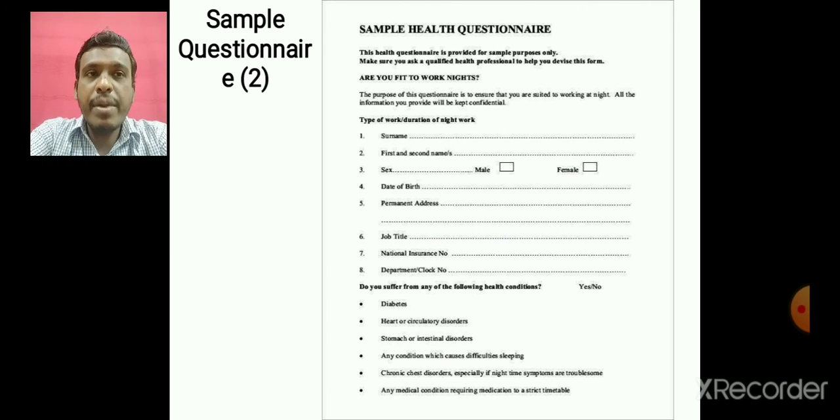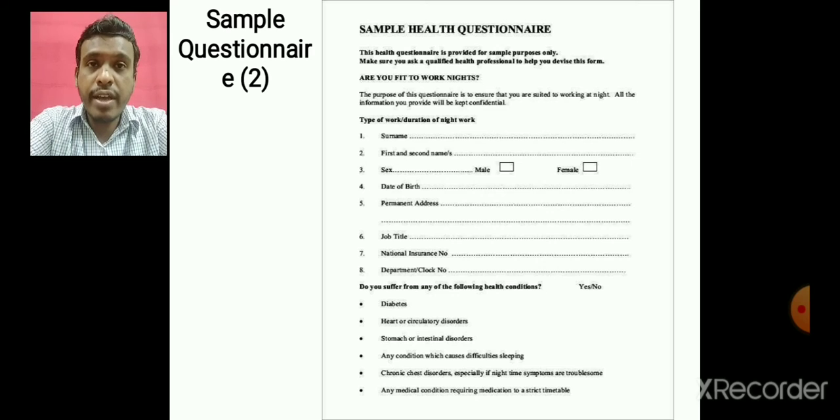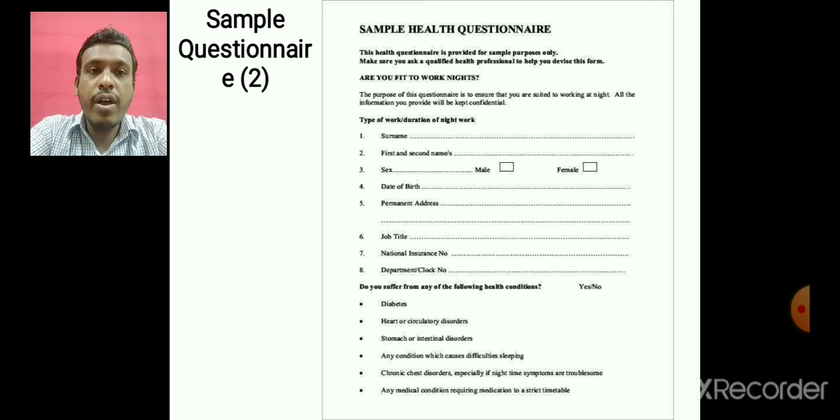Similarly, we'll take one more, though this may not be visible to you. It is a sample health questionnaire, a very simple questionnaire. It starts with an introduction. Give an introduction about you and your organization or company at the beginning, so that the respondent knows who has sent this questionnaire and for what purpose. Once that is done, you start with basic information: name, surname, middle name, age, gender, male or female. Then it asks for your permanent address, your Aadhaar card number, and so on.